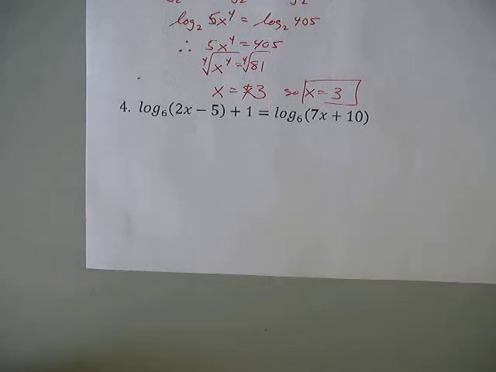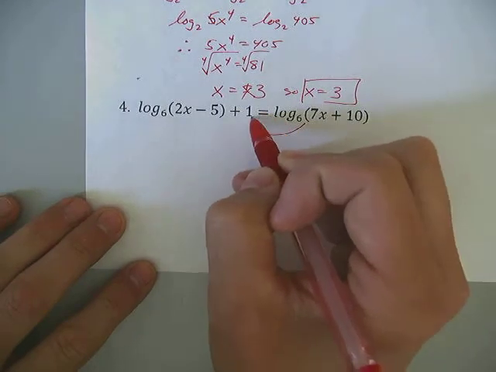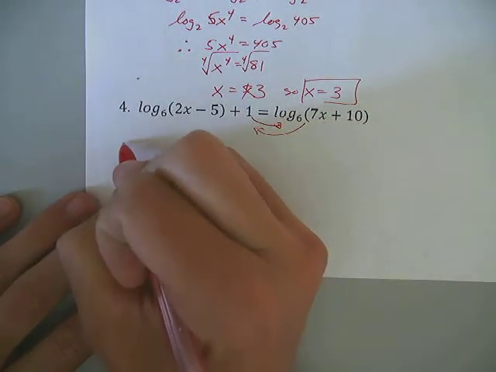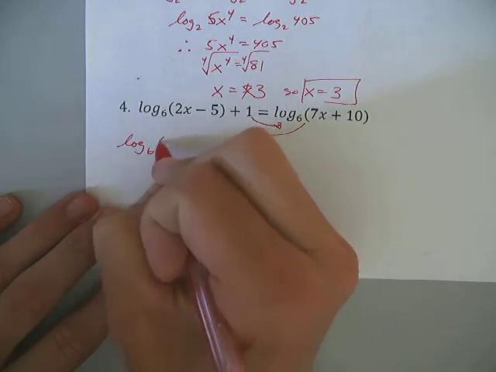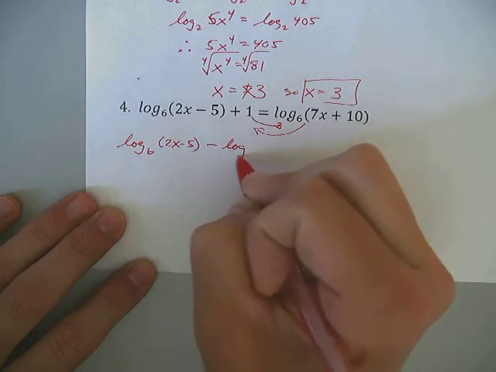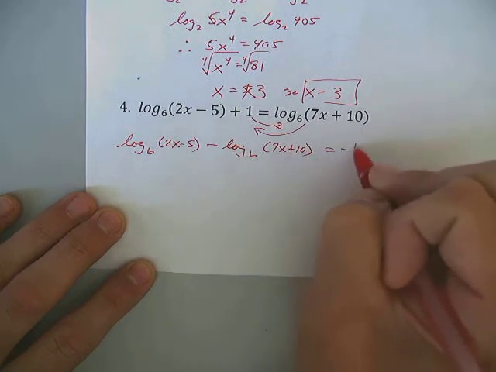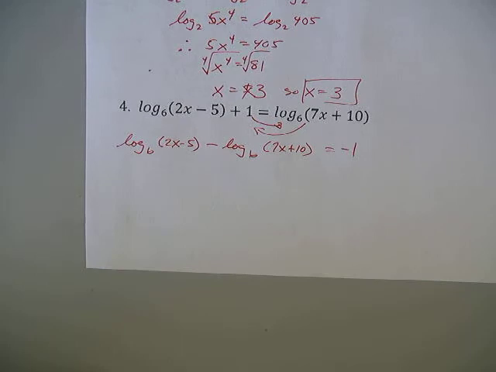Well, my suggestion to you is this. I'm going to move everything that has a log to one side and everything that doesn't have a log to the other. So that means I'm going to move this way, and I'm going to move this way. So when I do that, I get log base 6 of 2x minus 5 minus log base 6 of 7x plus 10 equals negative 1.